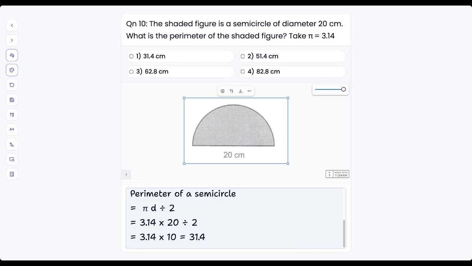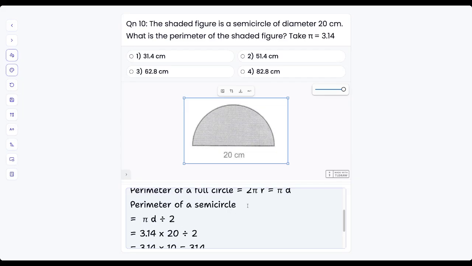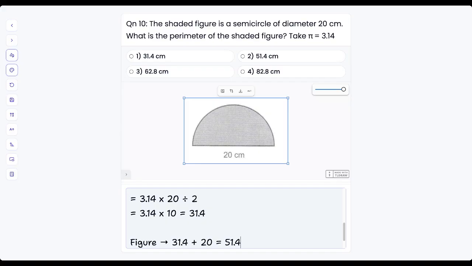Okay, so now we know that the perimeter of a semicircle is 31.4. Okay, but it doesn't include the line over here. It's only the outline without the diameter. Okay, so you have to be careful. So the actual perimeter of the figure is equal to 31.4 plus 20, which is 51.4 centimeters. Okay, so it's option number 2. All right, let's move on to the next question.